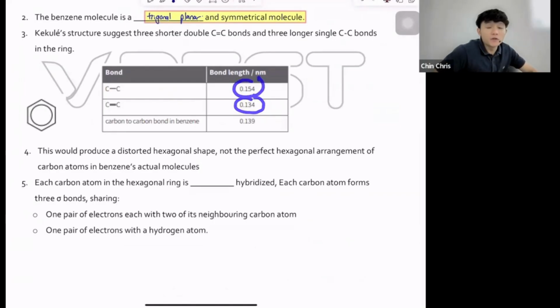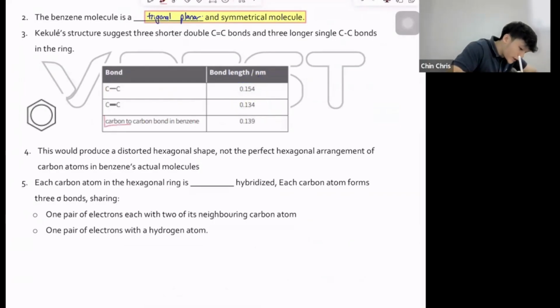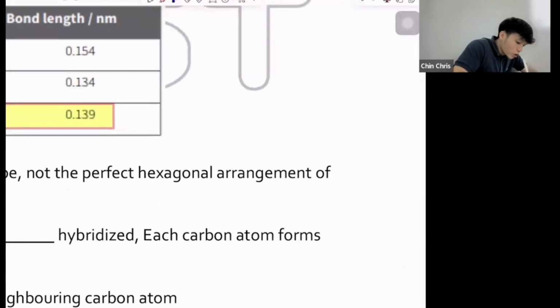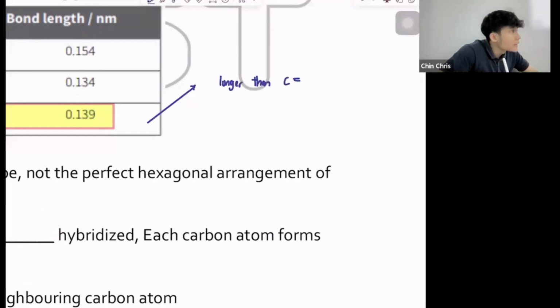So benzene, if you look at the carbon ring, you see that it's somewhere between 0.134 and 0.154, which means the carbon bond in benzene is longer than a double bond but shorter than a single bond. Understand?